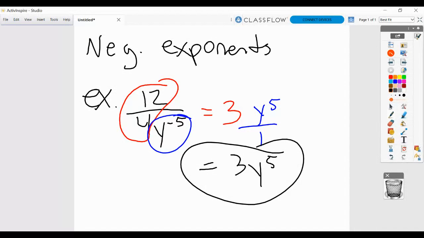Okay, so that's kind of a quick crash course on how you deal with negative exponents. So at this point, we're going to move on now to division of powers. So I'm going to go ahead and talk about what we do there. Let me just clear all this.